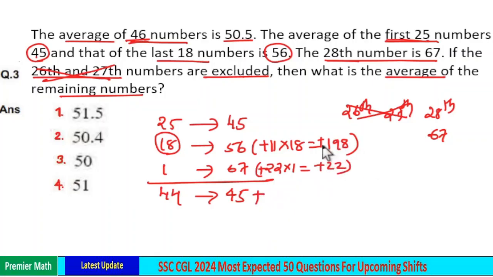So this 220 should be equally distributed to these 44 numbers. We take common average as 45. Now the overall increment is equal to 220 after taking 45 as common average. Now this 220 should be equally distributed to these 44 numbers. Then you will get the average of 44 numbers. Now 44 goes 5 times in 220. So 45 plus 5 is equal to 50. So option 3 is your answer.